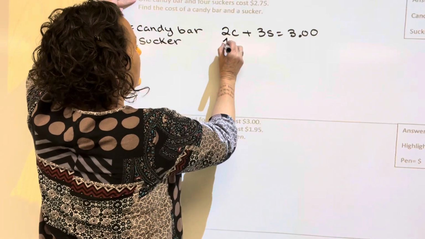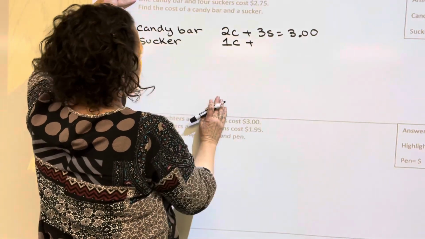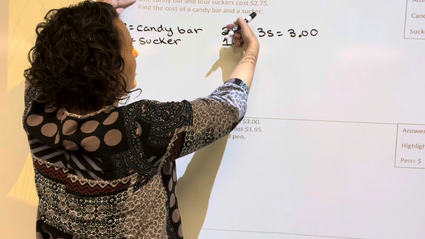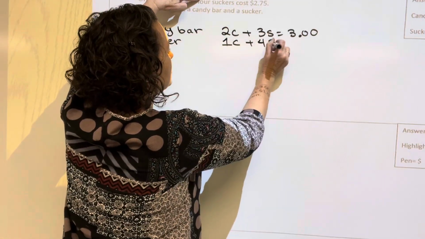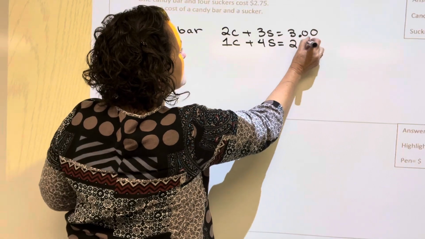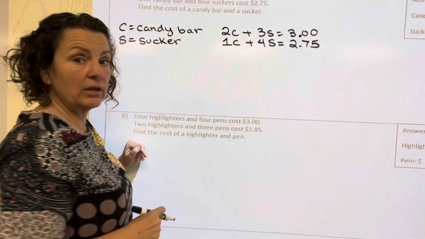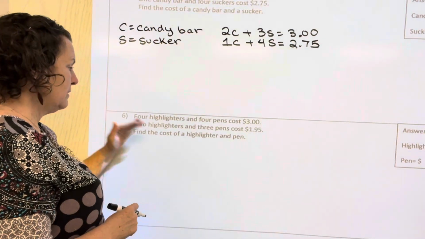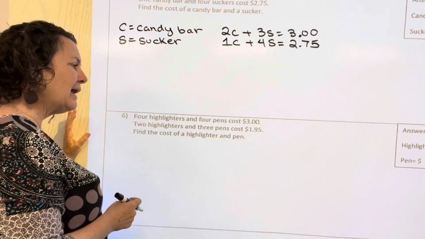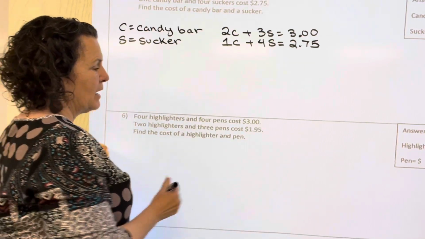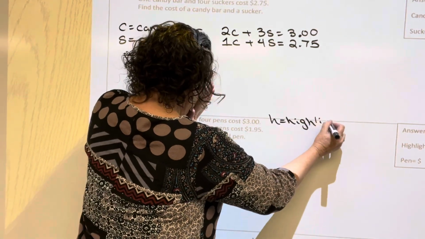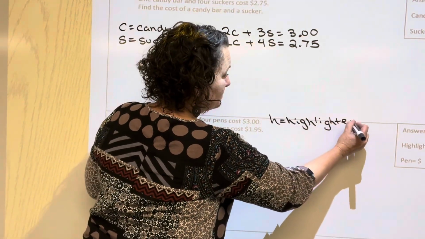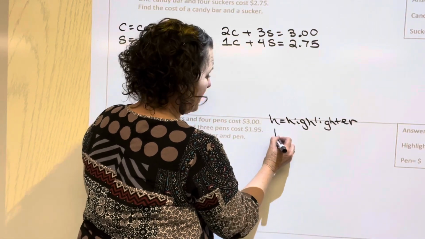Next, we have 1 candy bar. Use the 1, please, and notice it's right underneath the other candy bar. 4 suckers, and that is $2.75. Did you get it? Cool beans. Next, we have highlighters and pens. I'm going to use H for highlighter. And we're going to use P for pen.